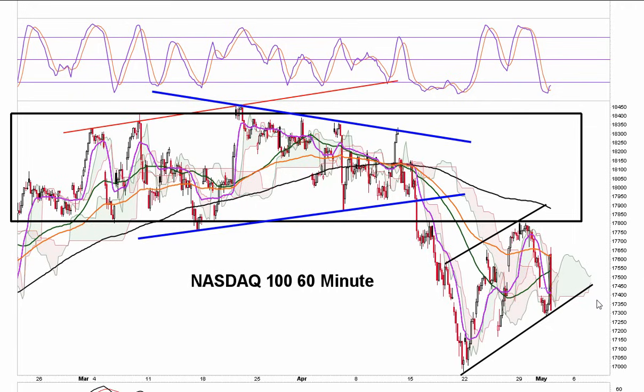Does it break down or not? If we try to build our way back up, watch the 200 and overhead resistance. I want to continue to remind you that here in the 60-minute time frame, the 50, the green line, is still below the 200. So either there's more work to be done to try to carve out a bottom, or there's the possibility of a continuation. So we'll keep that in mind. Moving averages are still in a bearish arrangement on the 60-minute chart as well as on the daily charts.